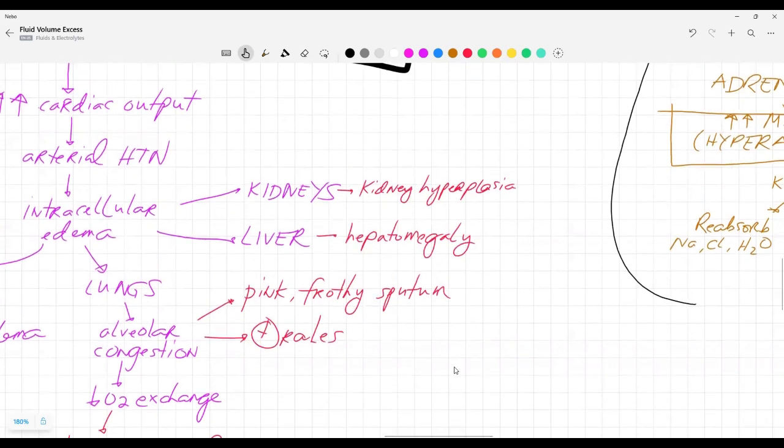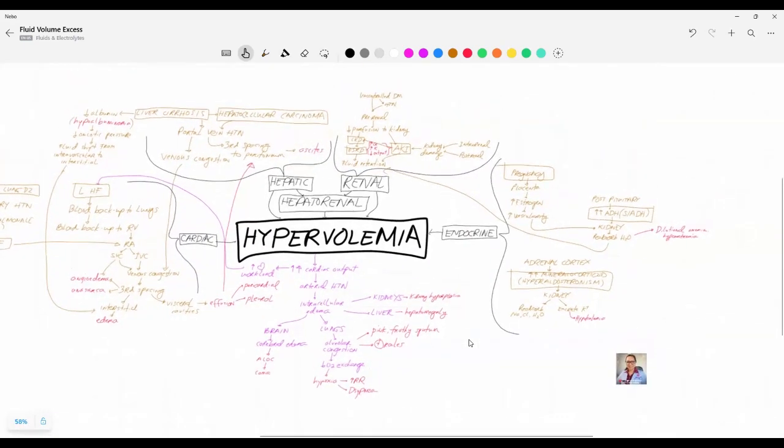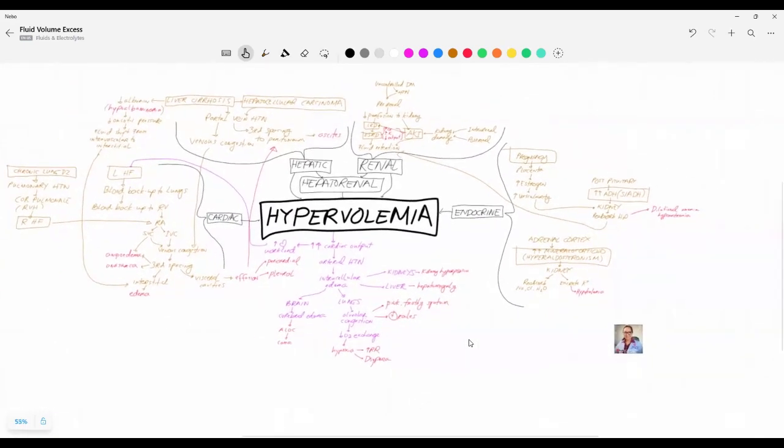In the kidneys, because this is intracellular edema, it could cause kidney hyperplasia. And in the liver, it could cause hepatomegaly. So again, chronically speaking, these conditions could lead to liver malfunction for the hepatomegaly or kidney malfunction in hyperplasia. So I will continue this map by looking at interventions, but as far as the physiology and pathophysiology, we will end it here.